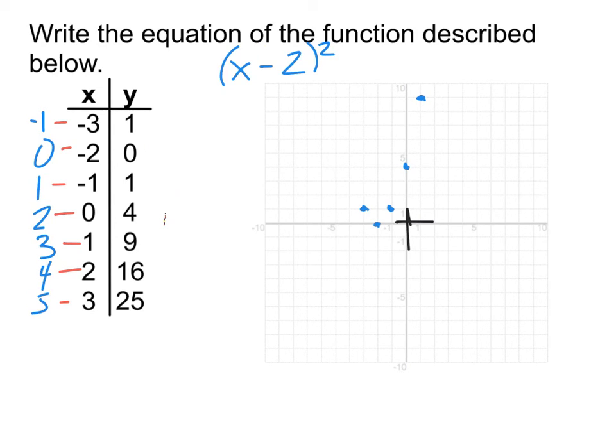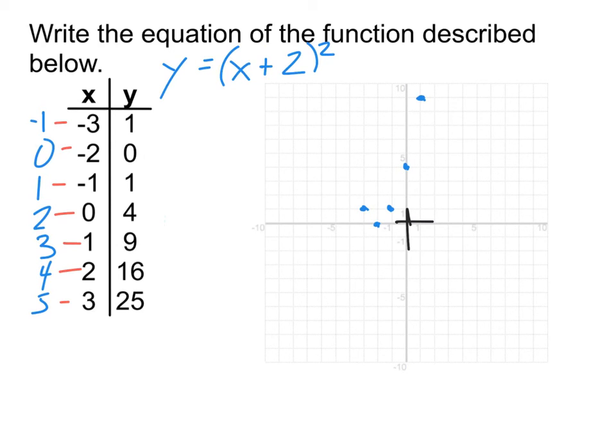So is that my equation? Not quite, right? That'd be right 2. There's our left 2. So notice, what am I doing to the x's to get my new x's? I'm adding 2 to go from my original x to my new x.